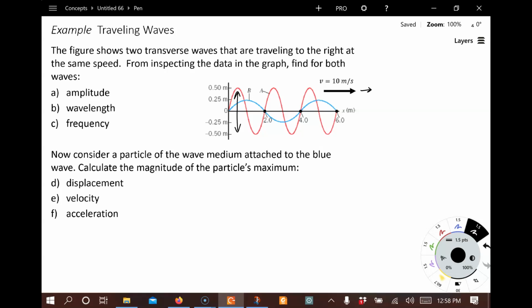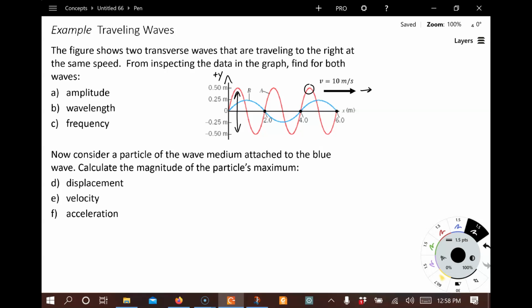And each little wave pulse here is moving along, the entire wave is moving along to the right at a speed of 10 meters per second. And on the graph, we've plotted along the y-axis the transverse displacement of the rope. On the x-axis, we also see where the rope is located.